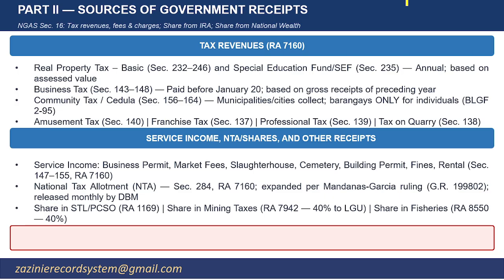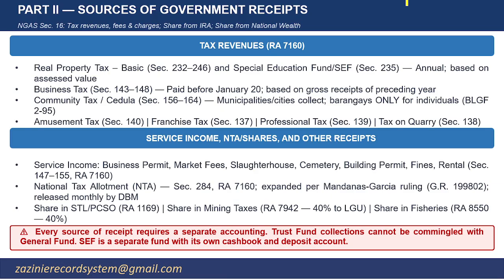The Special Education Fund is likewise a separate fund, with its own dedicated cashbook and deposit account. Commingling of funds is one of the most common and most serious findings in Commission on Audit reviews of local government units. It distorts the financial picture and exposes every responsible officer to disallowance and surcharge. Keep every fund completely separate, every time. Next slide.